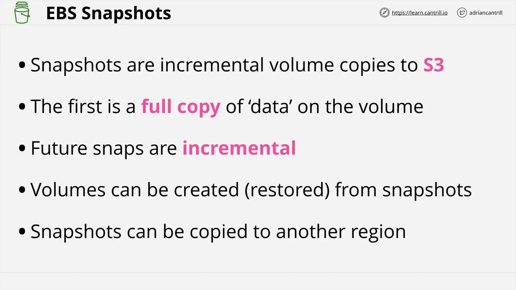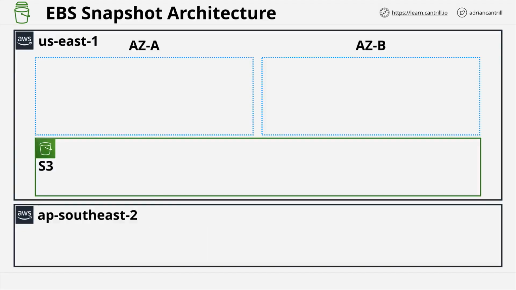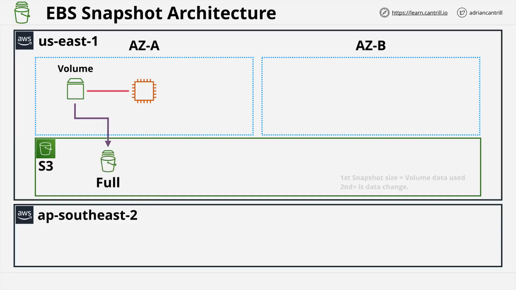Snapshots are really flexible. Visually, this is how snapshot architecture looks. So here we've got two AWS regions, US East 1 and AP Southeast 2. We have a volume in availability zone A in US East 1, and that's connected to an EC2 instance in the same availability zone. Now, snapshots can be taken of this volume and stored in S3, and the first snapshot is a full copy, so it stores all of the data that's used on the source volume.